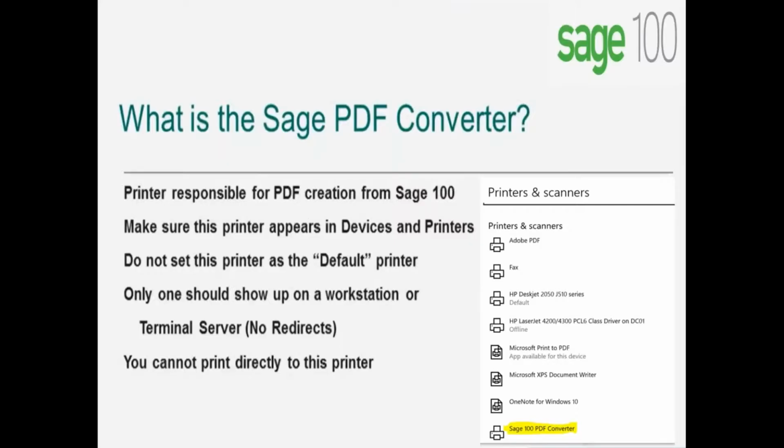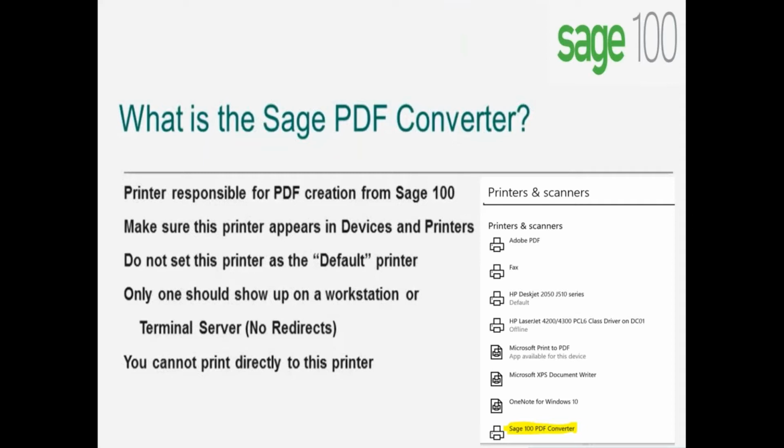So, what do you need on your workstation to be able to run and utilize Paperless Office? You have in your devices and printers on your workstation a Sage 100 PDF converter. This PDF converter is automatically installed when we install the workstation for Sage 100. It is the sole printer responsible for PDF creation from Sage 100.